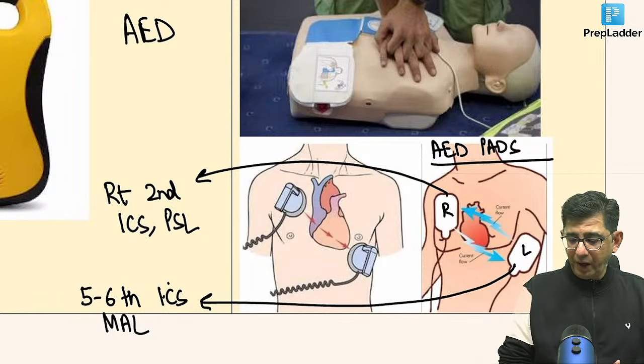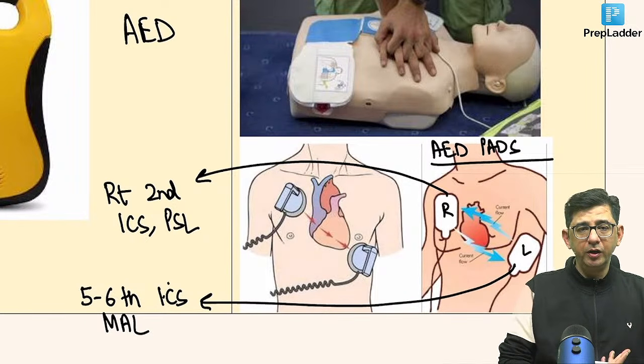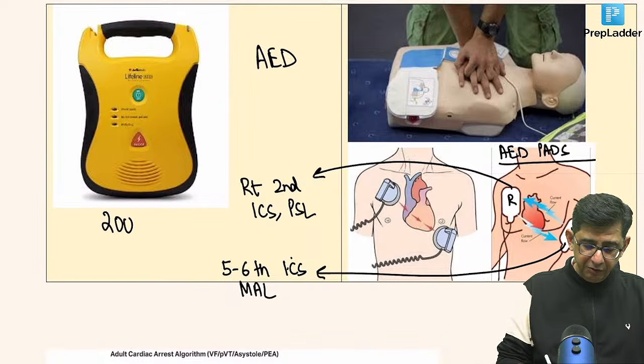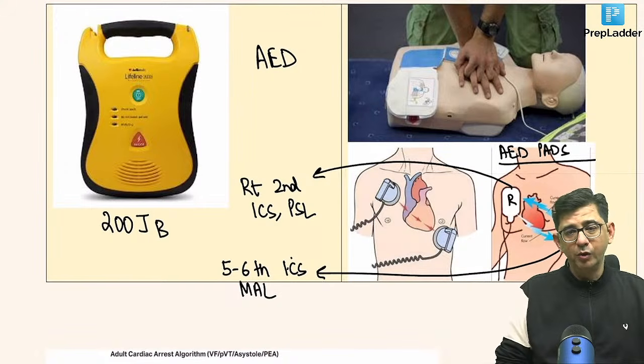So these are the two pads that would be put. They're connected to the AED machine, and that will help in delivery of DC shock of 200 joules biphasic. The AED machine fires the impulse as standard. That will always be 200 joules biphasic, and that would help in termination of the tachyarrhythmia that the person might be experiencing.